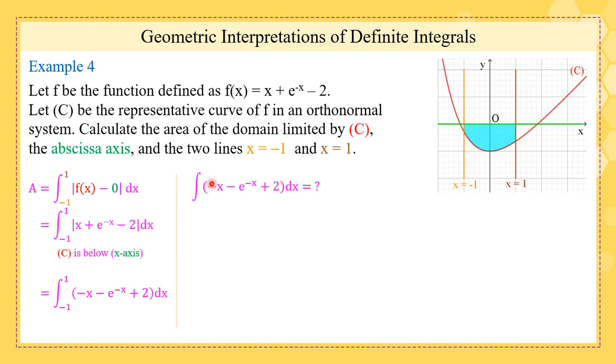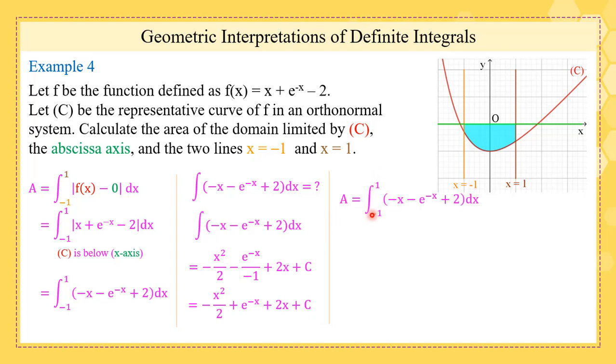Now we want to solve the integral of minus x minus e minus x plus 2 dx. The integral of minus x is minus x squared over 2. The integral of minus e minus x is minus e minus x over minus 1, plus 2x plus constant, which is equal to minus x squared over 2 plus e minus x plus 2x plus c. Then A equal integral from minus 1 to 1 of minus x minus e minus x plus 2 dx equal to the antiderivative between minus 1 and 1.